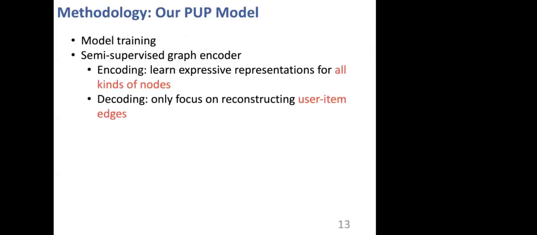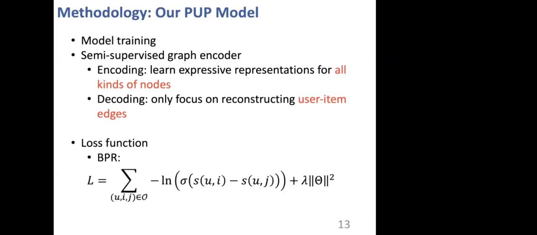In terms of model training, we follow the semi-supervised graph encoder fashion, which means in the encoding stage, we learn expressive representations for all kinds of nodes, and in the decoding stage, we only focus on reconstructing user item edges and don't care about the other two types of edges because the user item edges is the main task. We use BPR as the loss function.